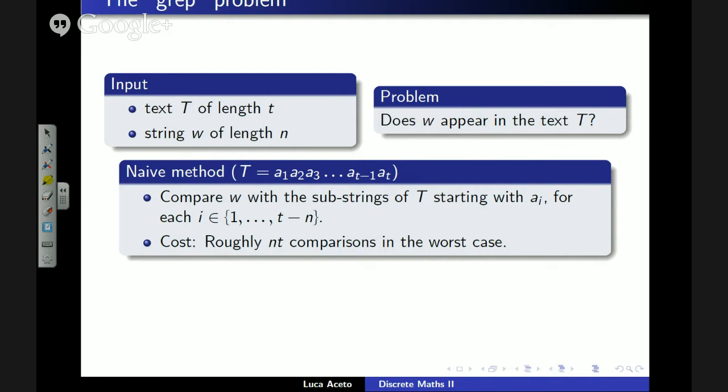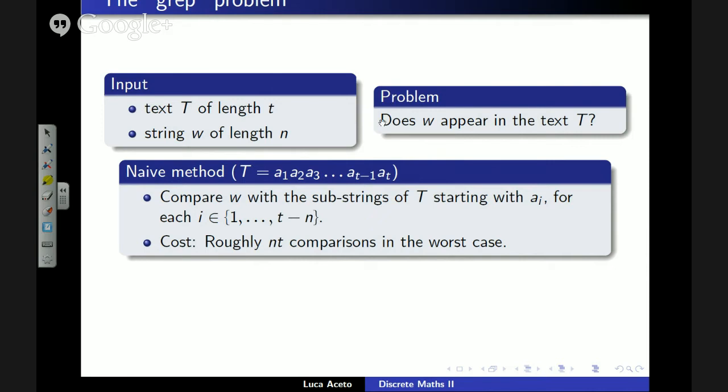Now, there is an obvious algorithm for doing that. What is the obvious algorithm? You start scanning through your text T, and you search for occurrences of W. If you find it anywhere, you say yes. Otherwise, you say no. And actually, grep tells you on what lines you found that pattern, because it could occur several times.